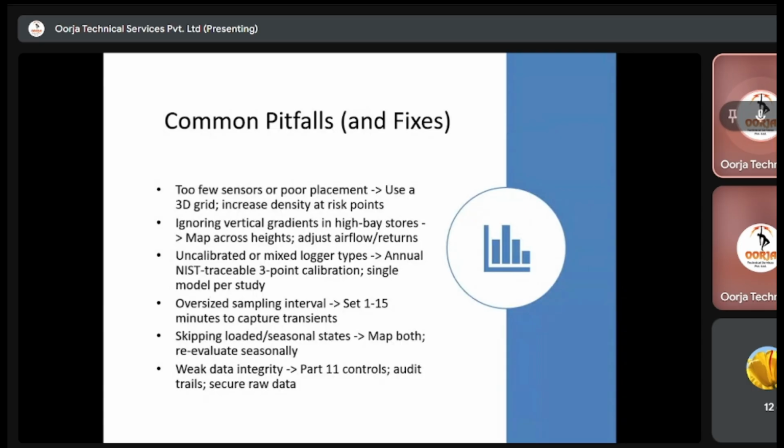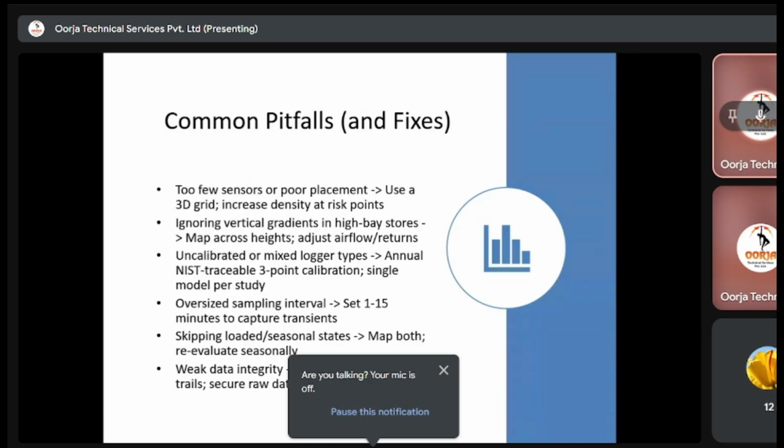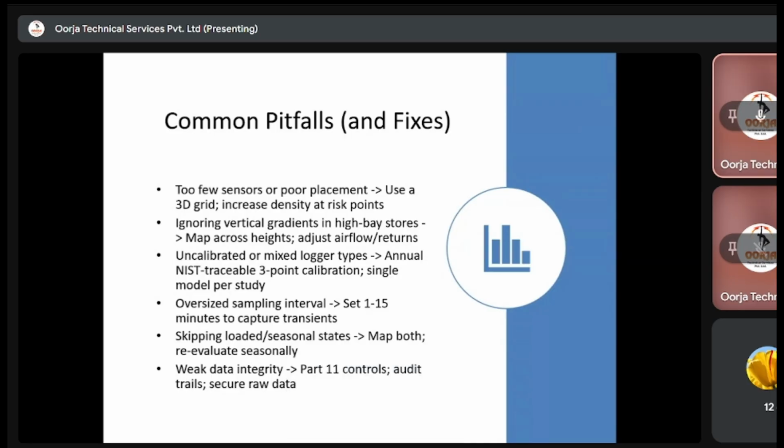Skipping loaded or seasonal states. There may be a situation when we see that we have already mapped our area in summers, so it is perfectly fine and we need not take mapping in winters. We must have mapping for the area in all seasons: in winter, in summer, in rainy, and in both conditions, loaded and empty, because the behavior of the temperature variation will be different in different loading conditions and different seasons.